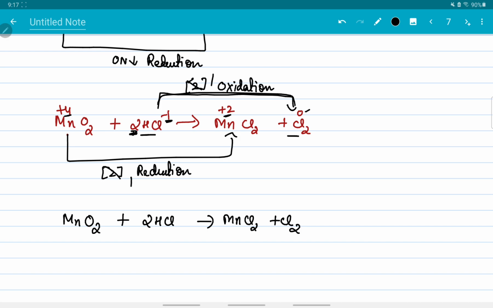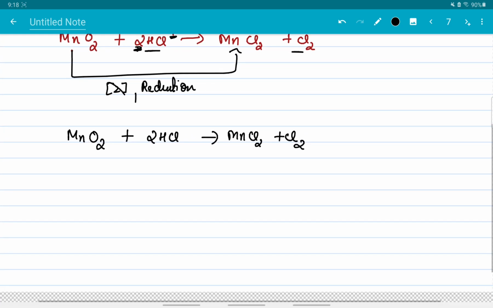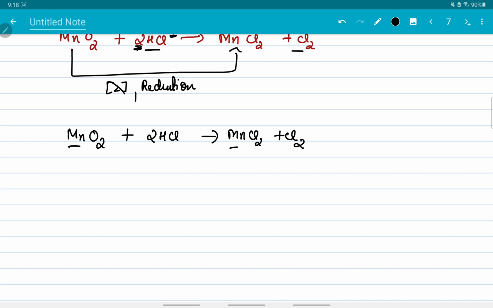Now our next step was to balance all the other atoms except oxygen and hydrogen, and then we will balance oxygen and hydrogen respectively. So let us see over here, there's 1 Mn and 1 Mn, so manganese is balanced. Now for chlorine, there's 2 chlorine, but in this case there's 2 plus 2, that is 4 chlorine over here. So let me make this 2 HCl as 4 HCl. It is our normal balancing only. Now there is 4 Cl on both the sides. Okay, now the other atoms are balanced.